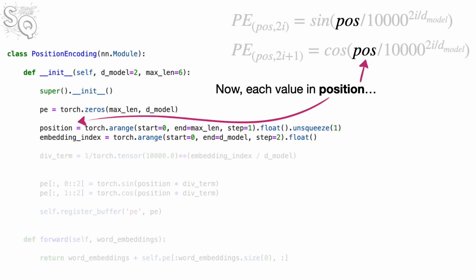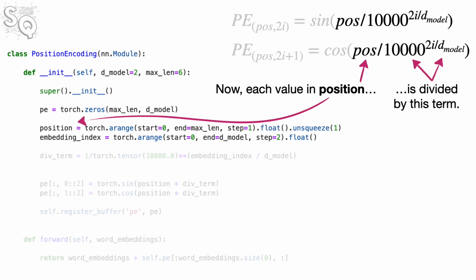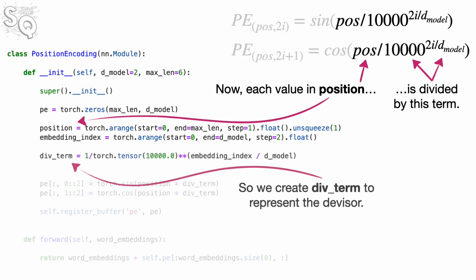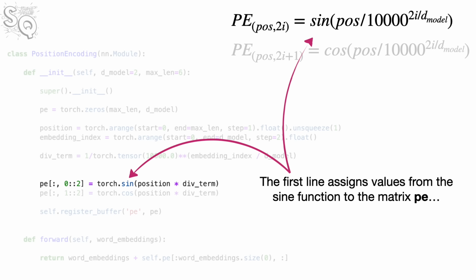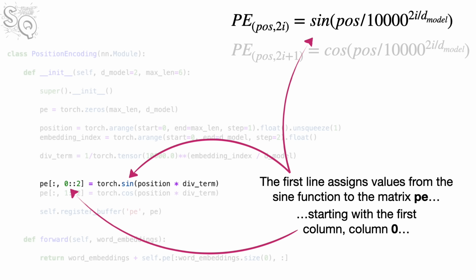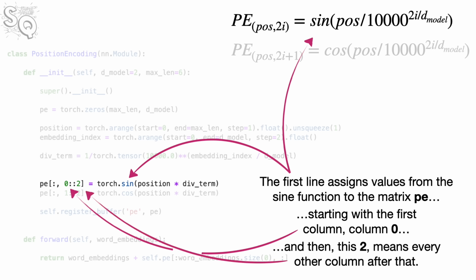Now, each value in position is divided by this term. So we create div term to represent the divisor. Now we just do the math. The first line assigns values from the sine function to the matrix PE, starting with the first column, column 0, and then this 2 means every other column after that.